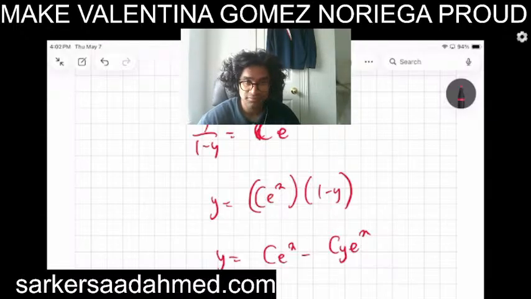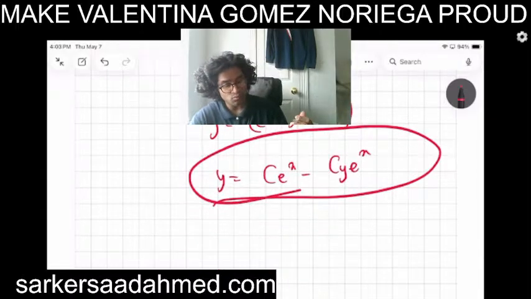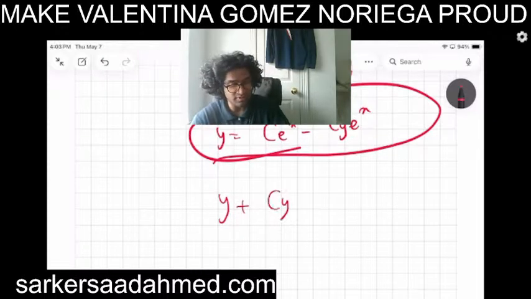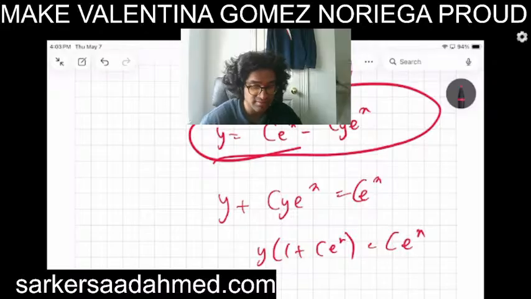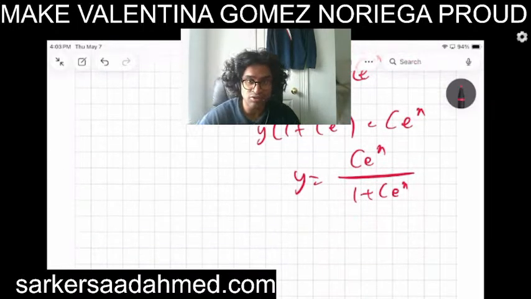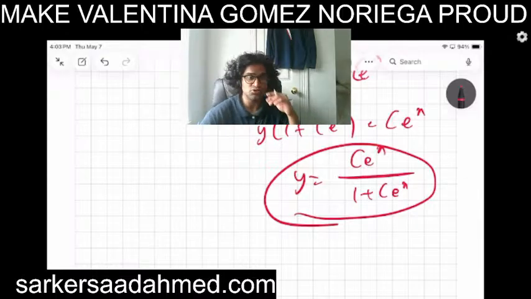Right? Cool? Good. This is our explicit function. Now we can do that. I can take the y and the like terms together. So y plus cy e to the power x is equal to c e to the power x. y times 1 plus c e to the power x is equal to c e to the power x. And so I'm going to have y equal to c e to the power x over 1 plus c e to the power x. Now I actually have an explicit solution. Cool.